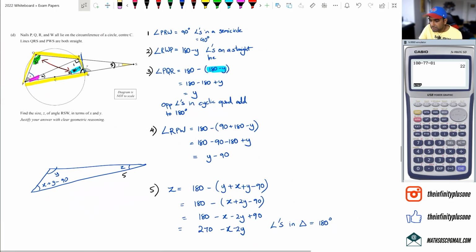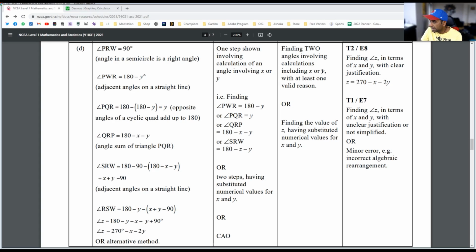So if we go back to the answer schedule, this is an E8, so it's a double excellence question by the looks of it. So you get your final answer with clear justification. That's like all of your reasons. I would say you would be looking at 8 points. But if you look at E7, you've got the right answer for Z, but unclear justification or not simplified. And I think the simplified one is pretty important to keep in mind. Like, they like their answers to be simplified. You can't just leave it with big statements. So it's just something to keep in mind.